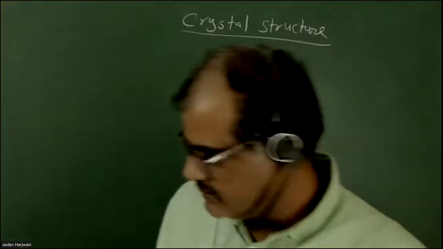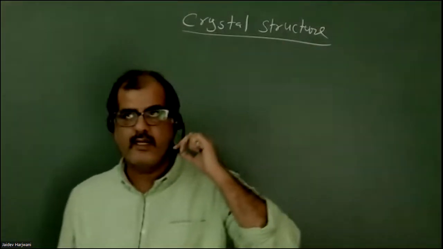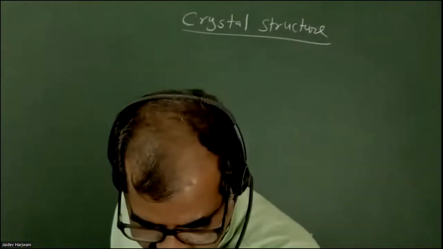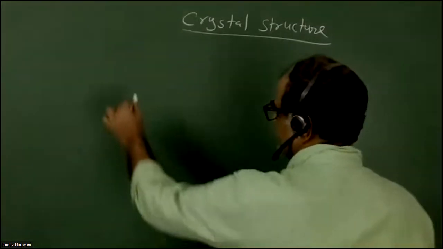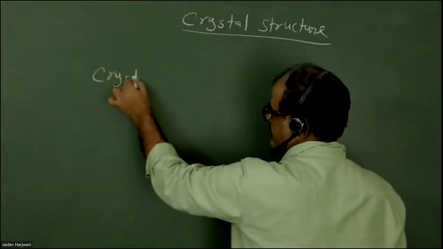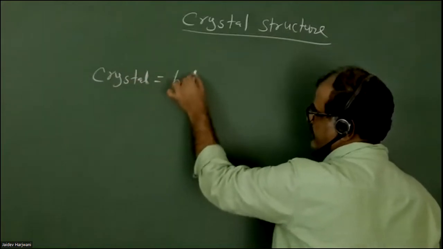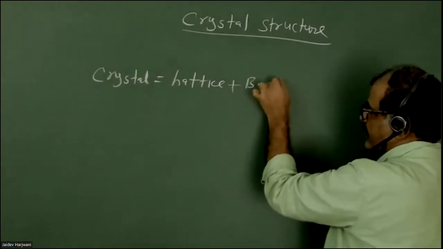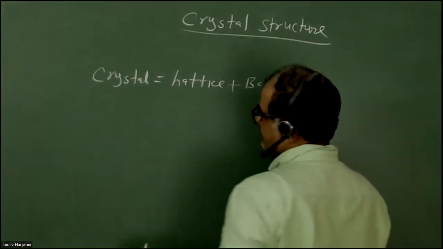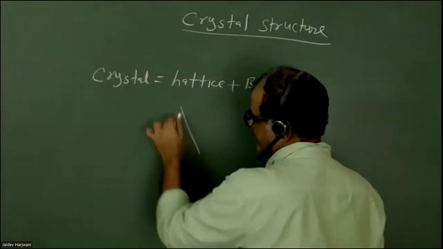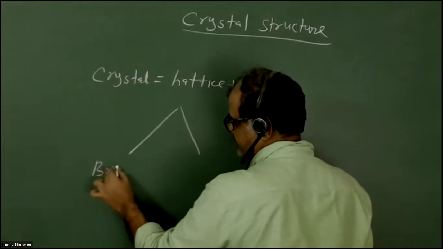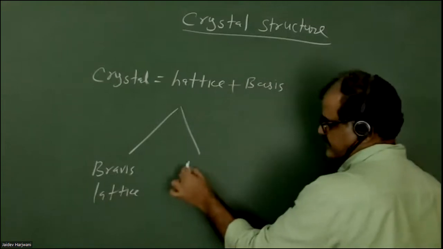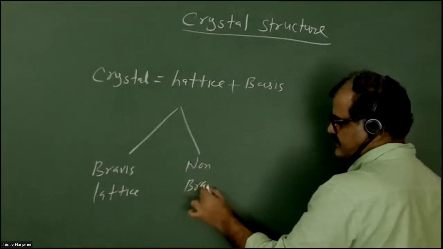So in last class, we were discussing the crystal, and I told you the crystal is a combination of lattice plus basis. Okay, so your crystal is basically lattice plus basis. And I told you that lattice again can be classified in two ways. There are some called Bravais lattice, and there are non-Bravais lattice.